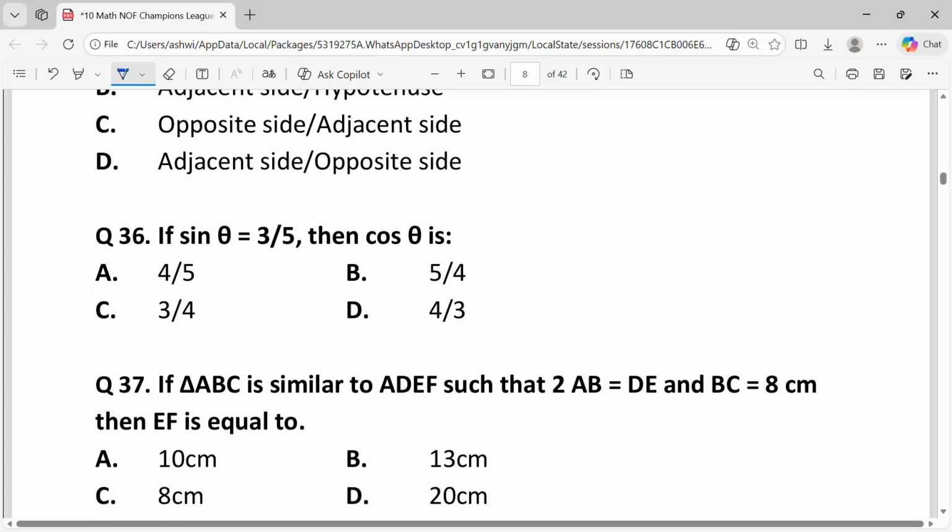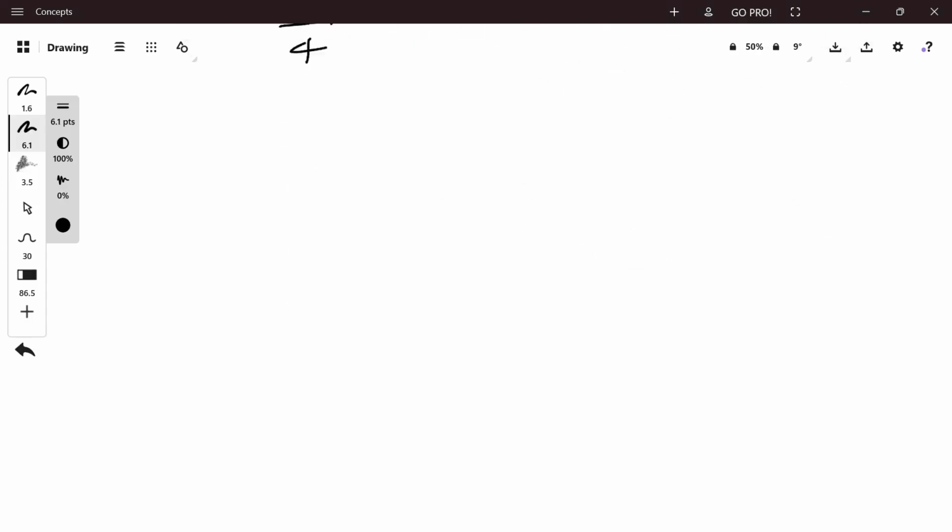Question 36. If sine theta is equal to 3 upon 5, then cos theta is. The fundamental trigonometric identity is sine square theta plus cos square theta is equal to 1. Substituting the value of sine theta to solve for cos theta, we have (3 upon 5) whole square plus cos square theta is equal to 1.